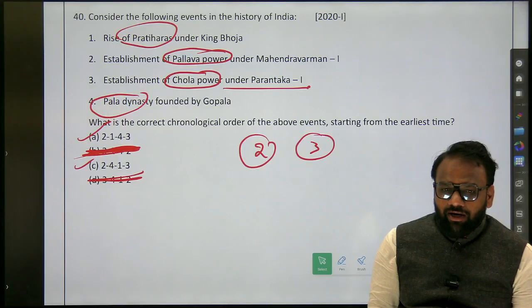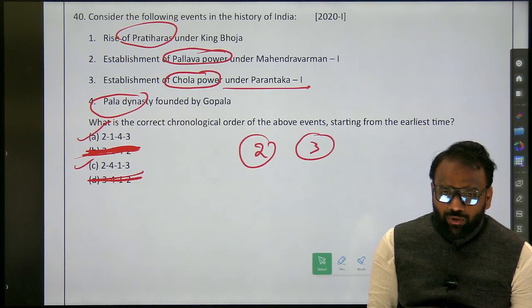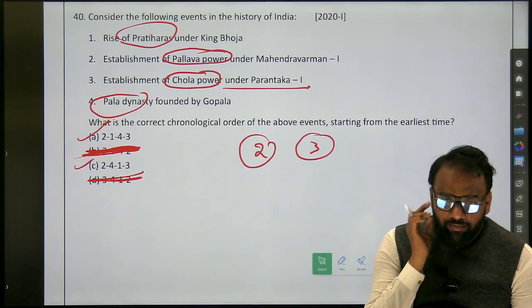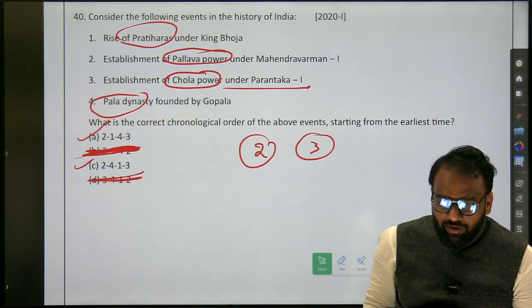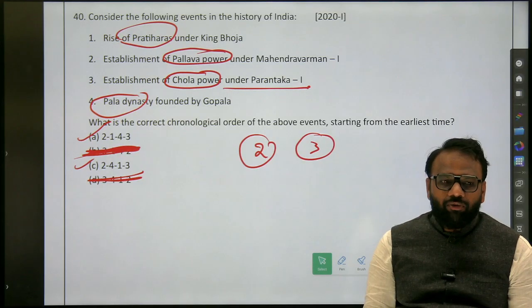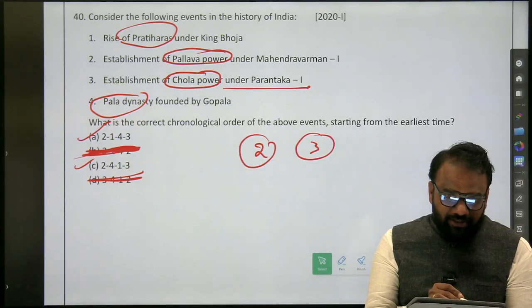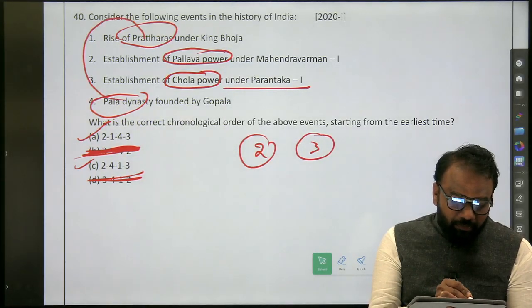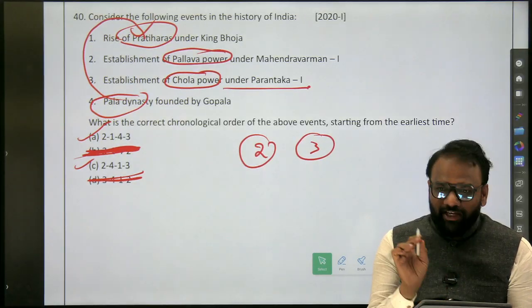Which is the page number? 166. So what's the statement? Can you read it? The rise of the Pratiharas in Jalore, Rajasthan under Mihira Bhoja and the advance of the Rashtrakutas into Pala territories inevitably brought about the decline of the Palas. From this, what we understand is that after the decline of the Palas will come the rise of Pratiharas.